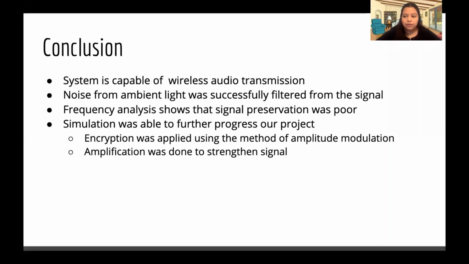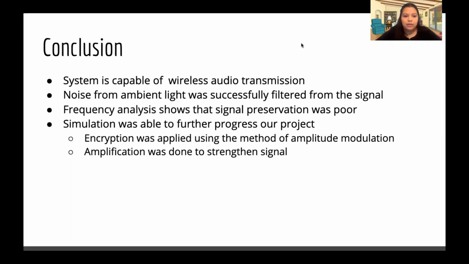In conclusion, our system as a whole is able to transmit audio signals wirelessly and remove unwanted noises. For our application, solar panels did work, however, they may not be the best option. Although we were not able to physically complete this project, the use of simulation programs allowed us to see what our outcome would have been.